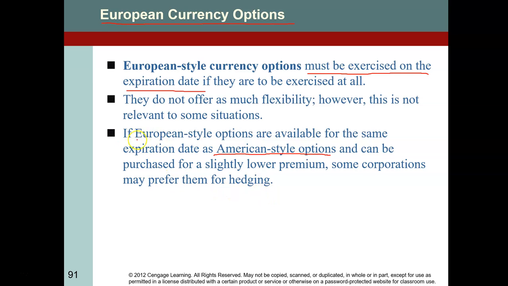So European style options sometimes have a slightly lower premium to attract investors, because they have this strict rule of having to be exercised on the expiration date. Whereas American style options are more flexible, and we can exercise them earlier than the expiration date.